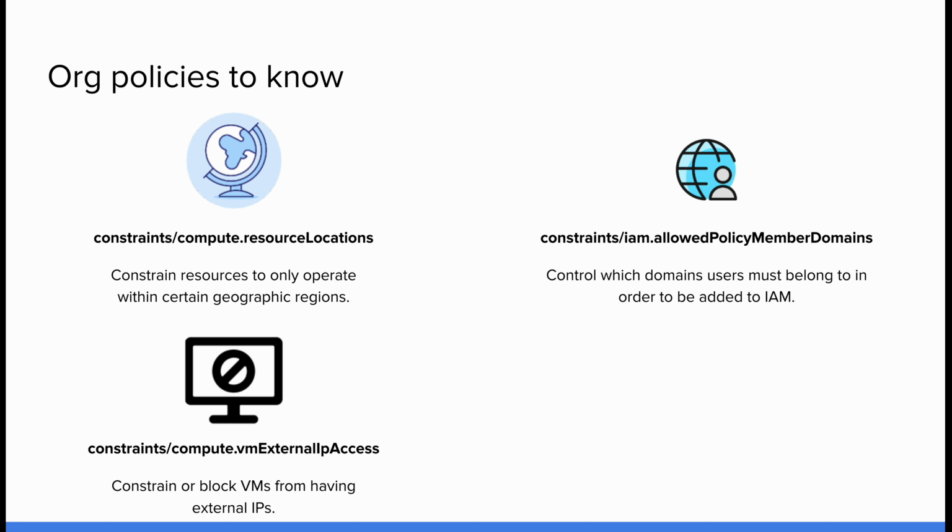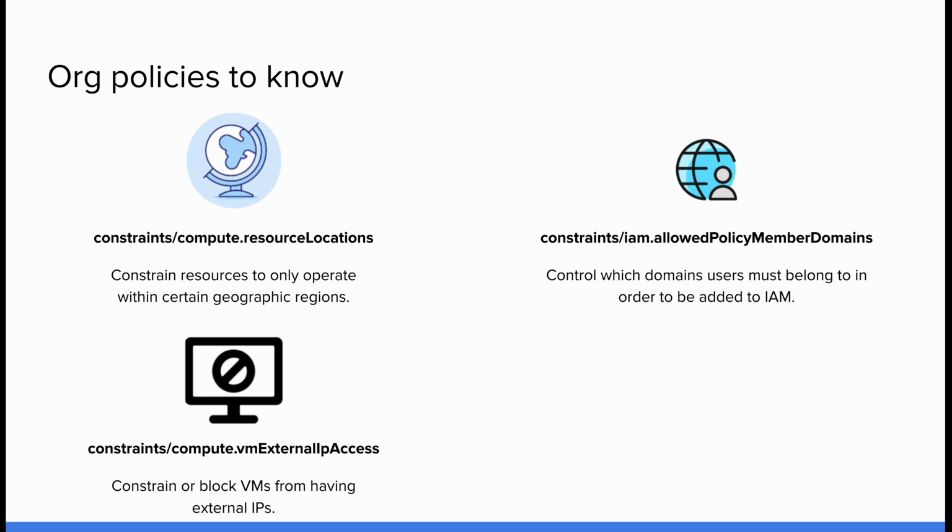Then we have compute.vmExternalIpAccess. This constrains or can even block VMs from having external IPs, which prevents them from being exposed to the internet. So that's important for securing your VMs, ensuring that they're not accessible publicly unless explicitly required. So that reduces the attack surface.